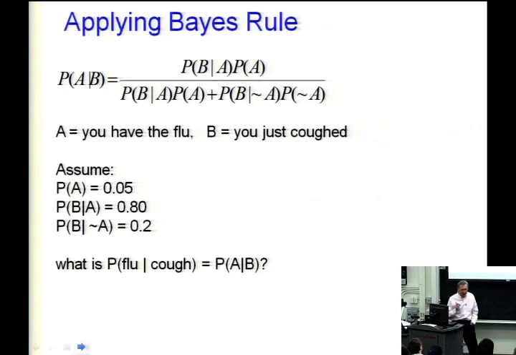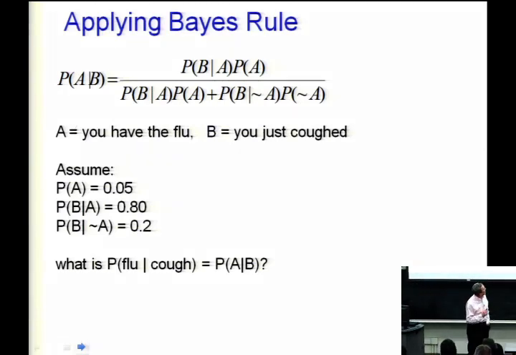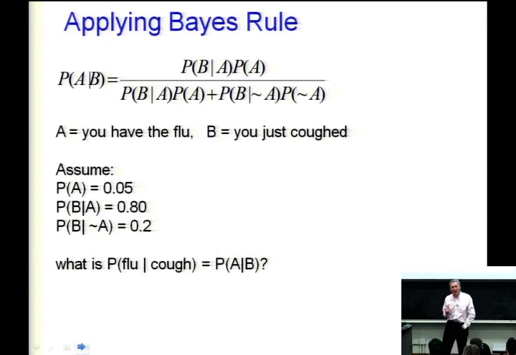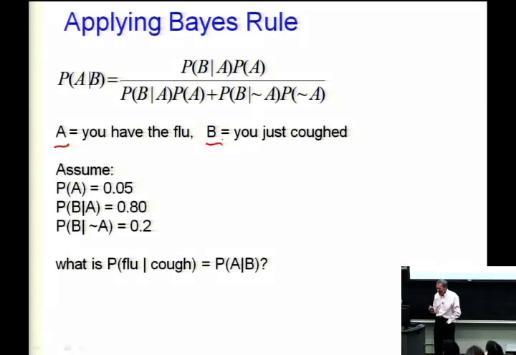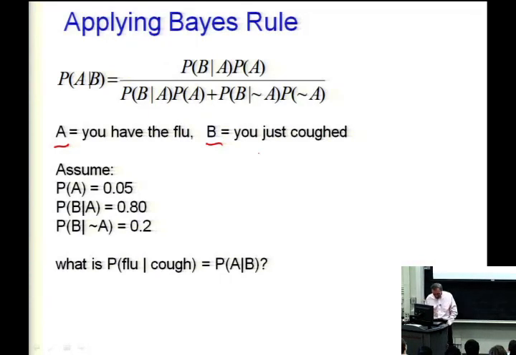Okay, so let's go through a very simple example. As I mentioned, I think about 5% of people have flu. Let's make that the variable A. You have the flu. You just coughed is another Boolean variable, could be true or false. I heard somebody cough, so we'll pick you as our case. Now if we're interested in the probability that you have the flu, that's our variable A, given that you just coughed, that's our variable B, then we can apply Bayes' rule here.